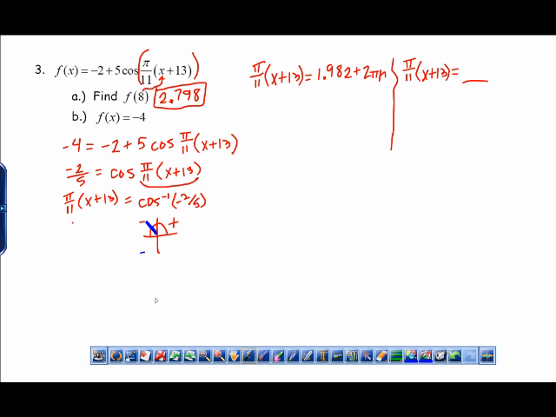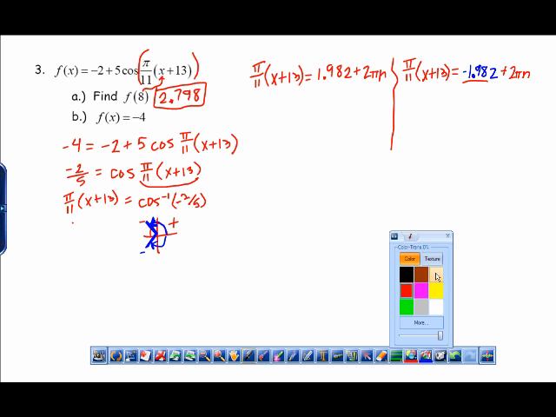The other quadrant where cosine is negative is quadrant 3. So if 1.982 in the positive direction lands you in quadrant 2, negative 1.982 would put you into quadrant 3. And many of you use the rule that for principal value, your other value is just negative. You just switch the sign, and that does work. But you don't have to memorize that rule. Okay. So hopefully by now you're already predicting what the next step is.